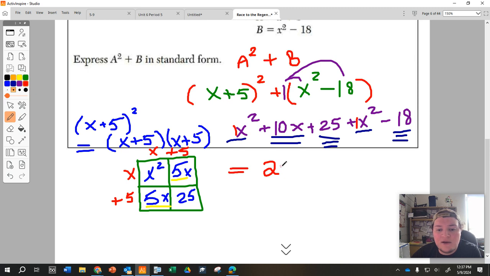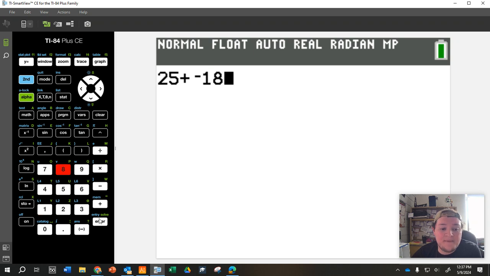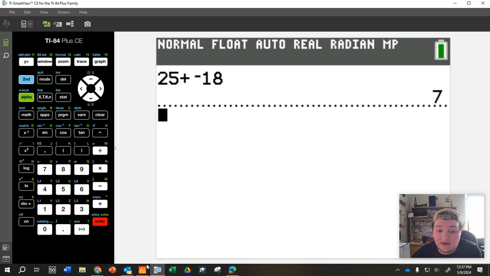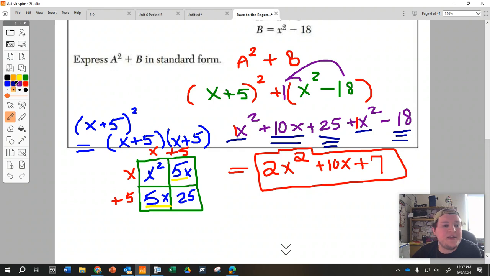Put an equal sign there. 2x squared. Last name stays the same. 10x has no like terms, so I'm just going to put plus 10x there. And the last one is the 25 and the negative 18. So combine 25 with negative 18. Use your calculator. I don't mess with negatives on the Regents special. We got garbage in there. 25 plus negative 18, positive 7. So it gets glued on as a plus 7. Okay? This question's done.